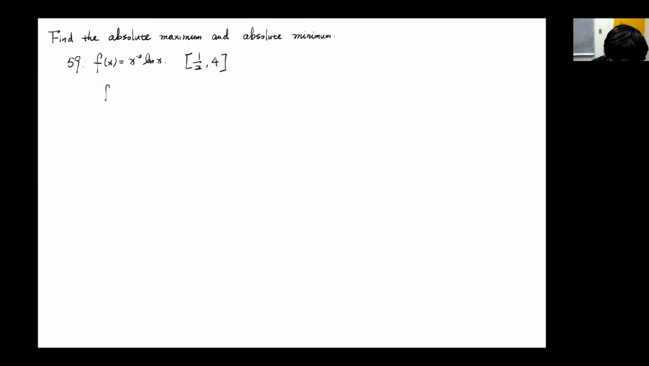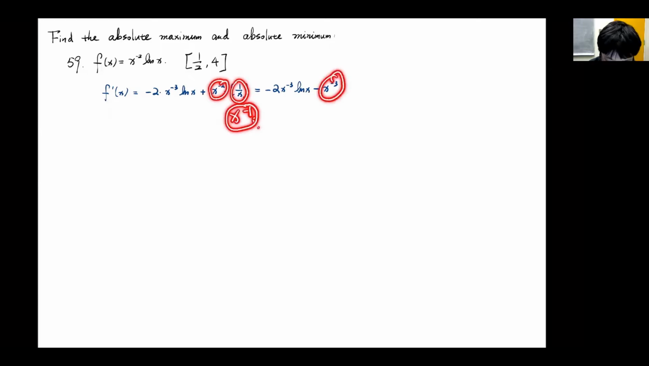You start by dealing with the derivative, and you could use the product rule. This is probably going to be easier using the product rule instead of the quotient rule. So that will be minus 2 times x to the minus 3 times natural log of x, plus x to the minus 2 times the derivative of natural log of x, which is 1 over x. So this will be minus 2 x to the minus 3 power times natural log of x, plus x to the minus 3 power, because 1 over x is x to the minus 1, and x to the minus 2 times x to the minus 1 is x to the minus 3.